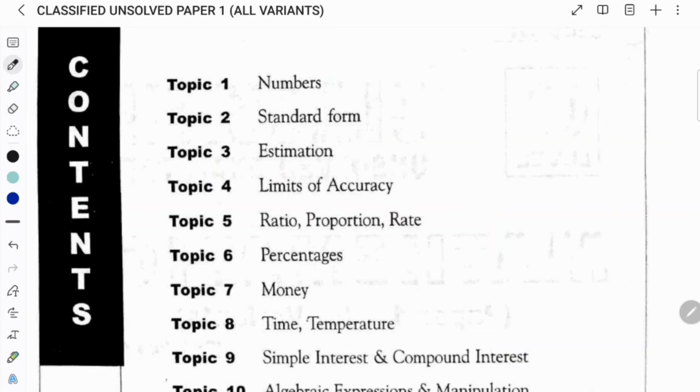As you remember, you have done the topics, and I've already given the videos for the numbers. Especially in numbers, we did the simplification and the HCF LCM questions. Ordering numbers and standard form we also did in topic 2, and estimation and limits of accuracy are already done. So we are at ratio, proportions, and rate, and these everyday maths questions will cover the topics. After that, you'll be getting the videos of percentages, money, time, temperature, simple interest, and compound interest. They all will cover the topic of everyday maths, so that will be helpful for your calculator-based paper as well.